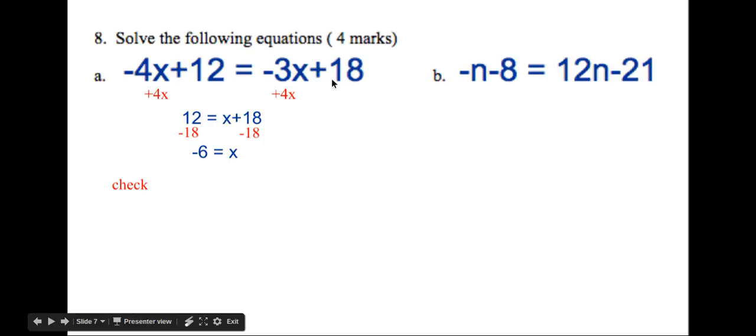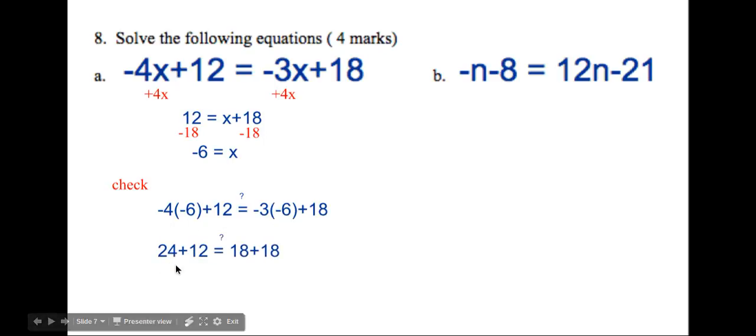So I'm going to replace both x's with negative 6 to see if the left-hand side is equal to the right-hand side. All right, so negative 4 times negative 6 is positive 24. Okay, the signs agree, so that's positive 24 plus 12 is 36. On the other side, we have negative 3 times negative 6, which is positive 18. All right, plus 18, which is also 36. So we get 36 is equal to 36. Left-hand side equals right-hand side. So x is, in fact, negative 6.